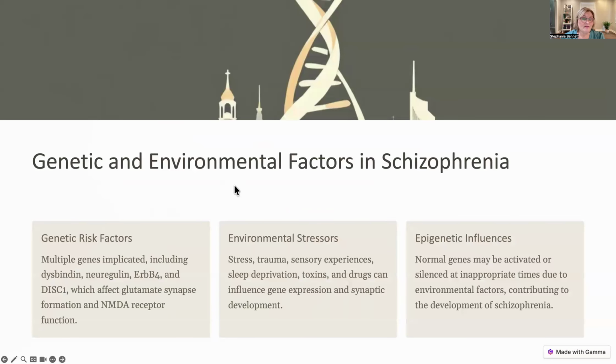There are also genetic and environmental factors in schizophrenia. There are multiple genes implicated. You don't need to know all those, but these genes can affect glutamate synapse formation and NMDA receptor function, which could lead to schizophrenia. We also know that environmental stressors such as trauma, drug use, sleep deprivation, stress, and other things can influence gene expression, remember, going back to epigenetics. Maybe you have a gene that gives you this tendency, but it's those stressors that push you over the edge. This can cause normal genes to activate or silence at inappropriate times due to these environmental factors.